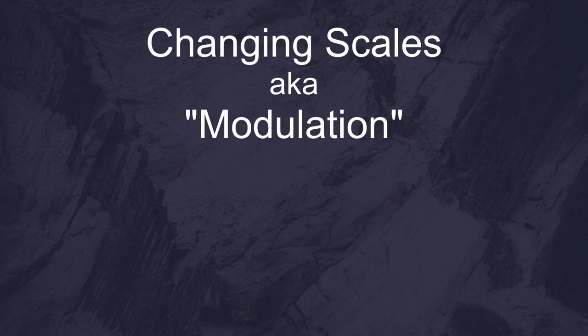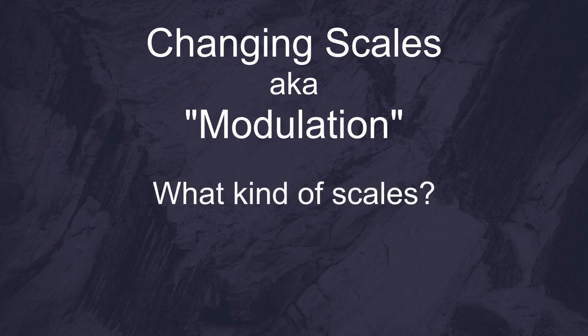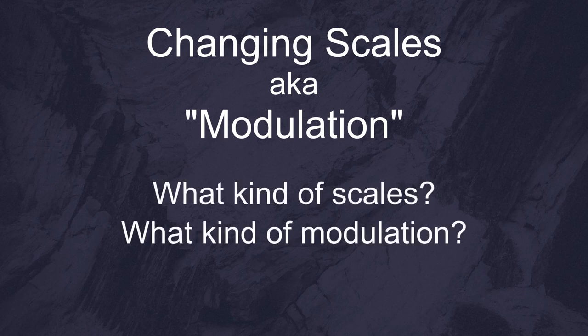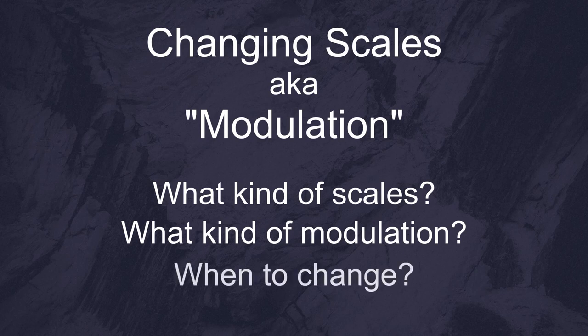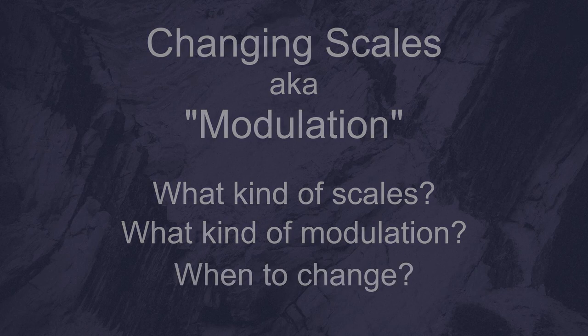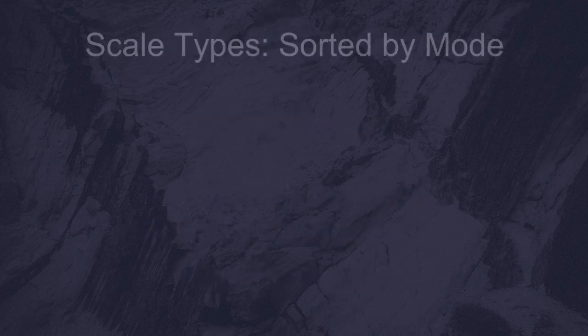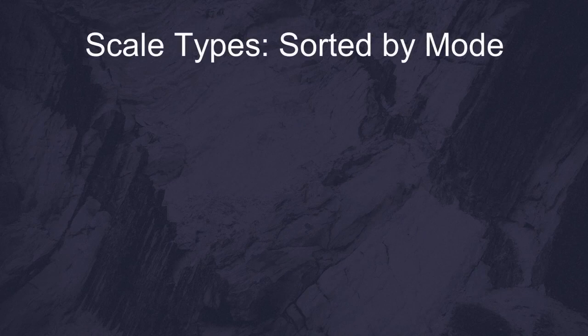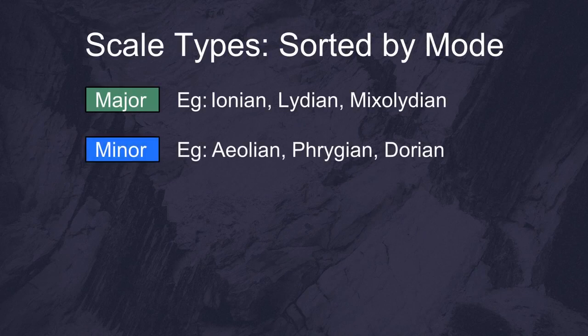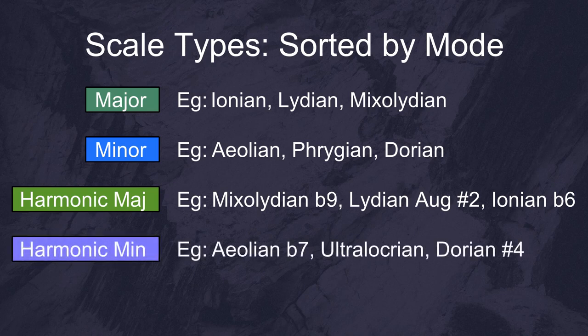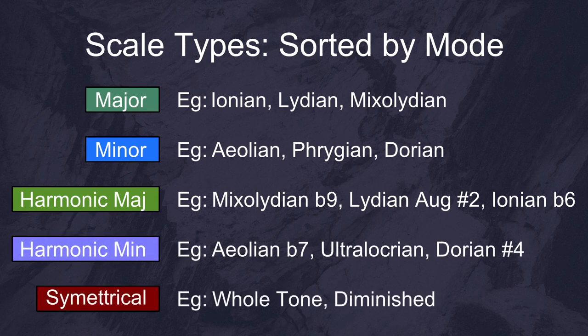So there are three things that we need to figure out. What sort of scales do we want? What kind of scale modulation do we want? And when do we want to modulate the scales? To choose our scales, we need a way to sort them. So I put them into five categories: major and minor, harmonic major and harmonic minor, and symmetrical scales.